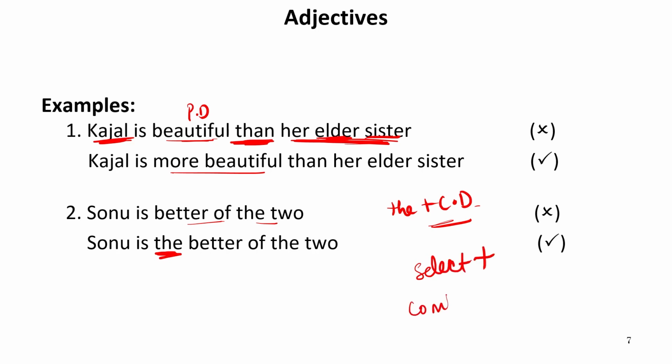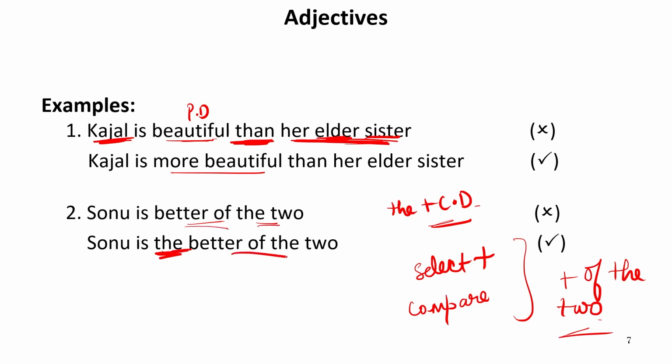And whenever we use this phrase, that is of the two, we use the before comparative degree of adjective. For example, Sonu is better of the two. No, it is Sonu is the better of the two. So here before better, that is comparative degree of adjective, I'm using the because I am just selecting Sonu from the two. It means there are two persons and I'm saying, for example, there are two brothers. So I say that Sonu is the better of the two. It means between these two persons, Sonu is the better one.